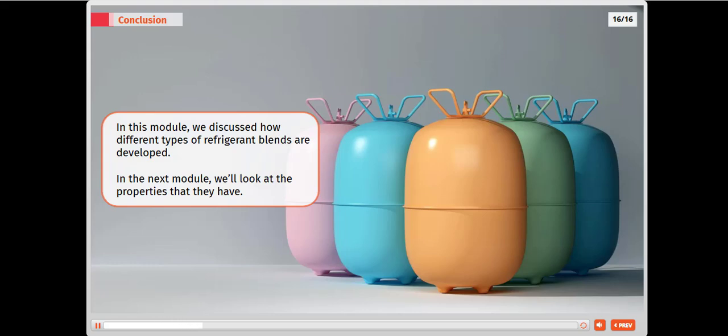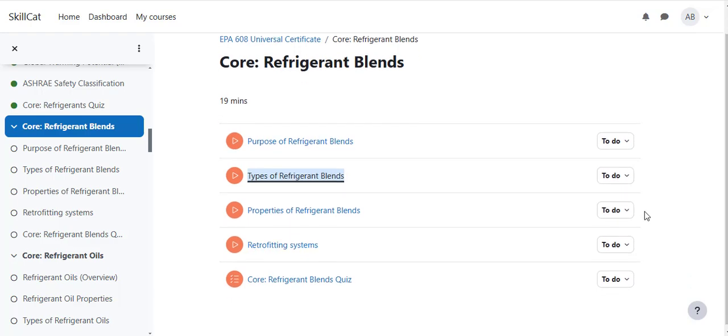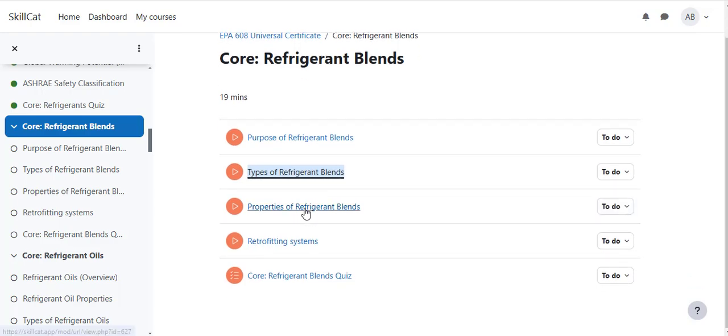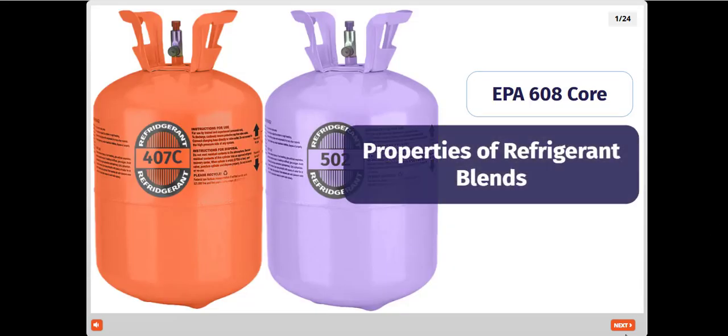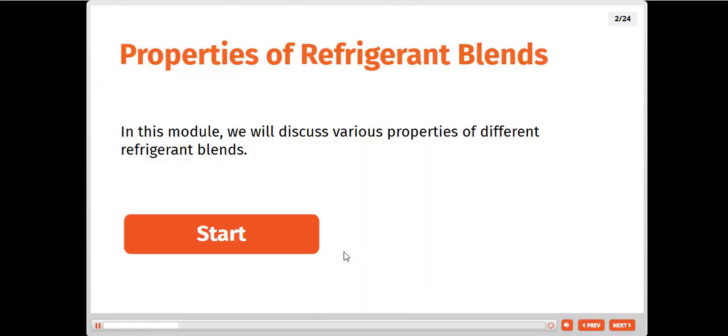In this module, we discussed how different types of refrigerant blends are developed. In the next module, we'll look at the properties that they have. Okay, let's look at the properties of refrigerant blends. In this module, we will discuss various properties of different refrigerant blends.